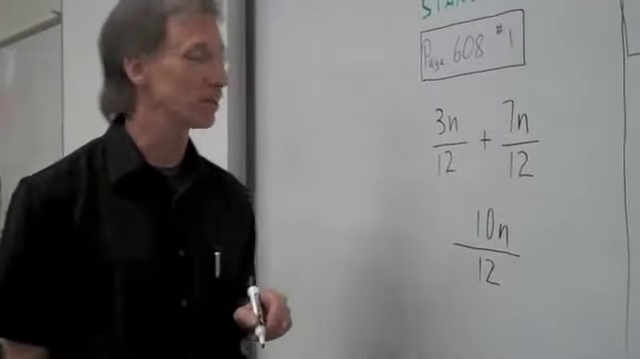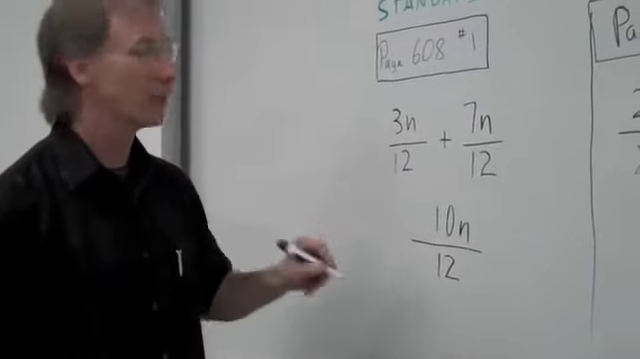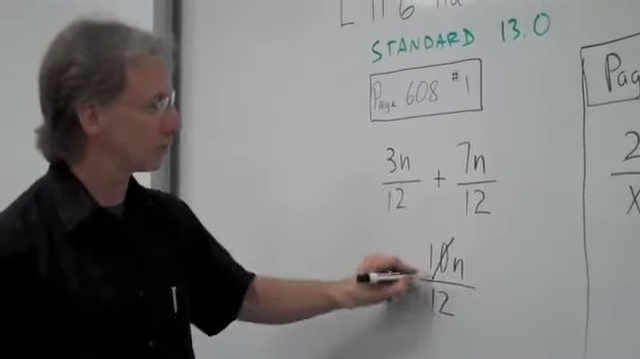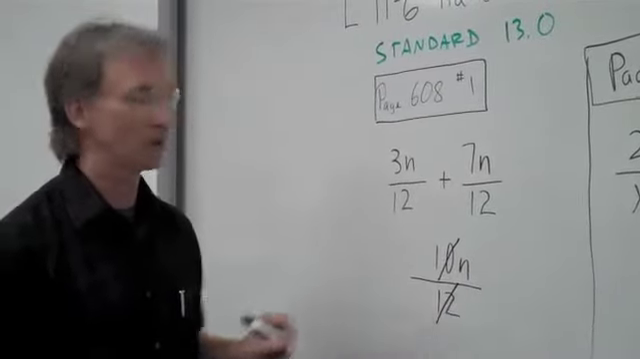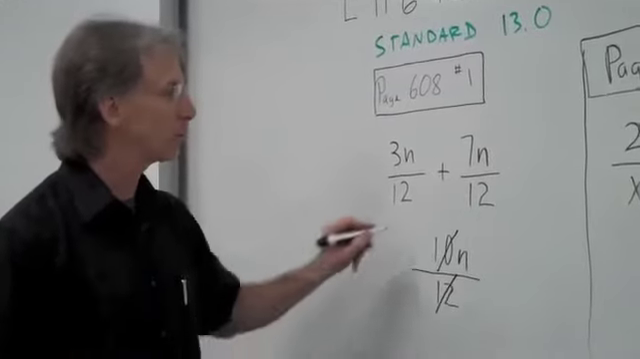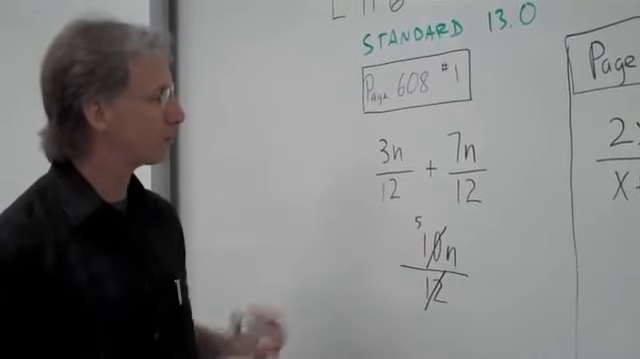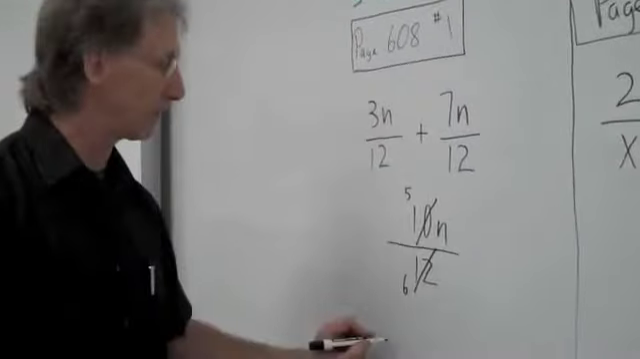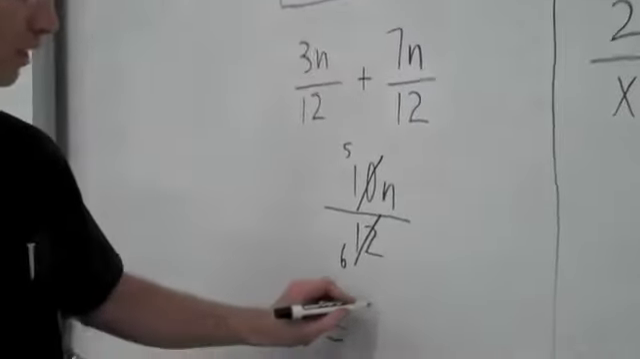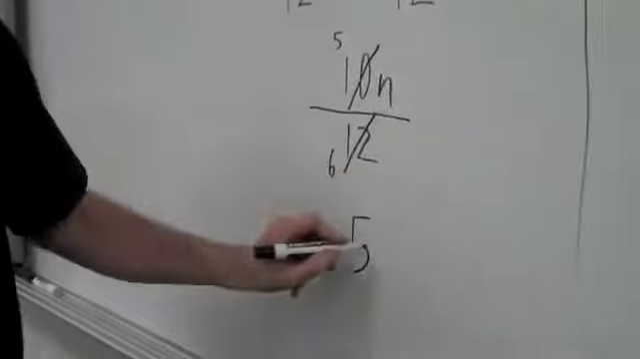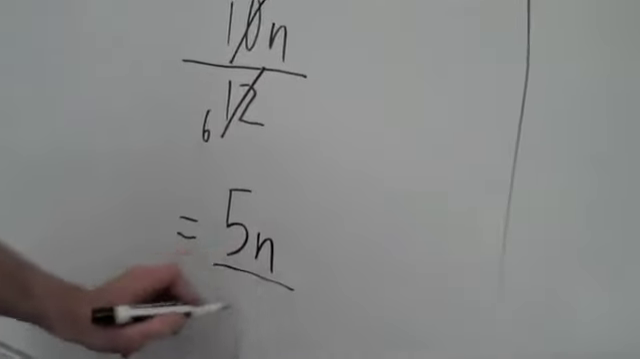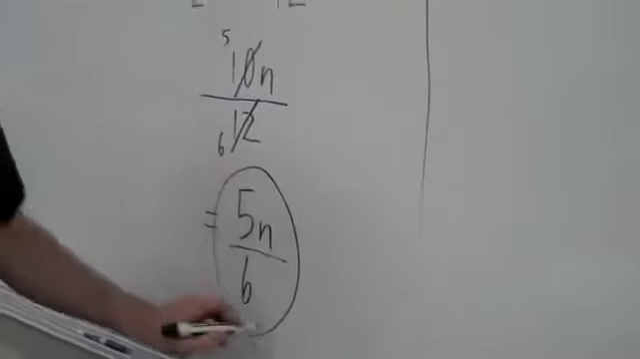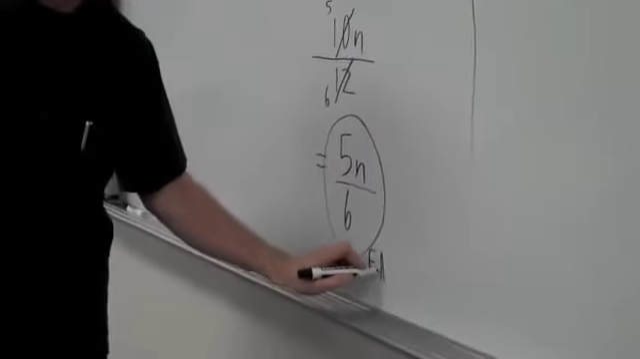You're almost finished there, so here's what you have to do, and that is to see if you can reduce anything. So what we'll do here is reduce the 10 and the 12 by dividing by 2. When you divide by 2, you get a 5 here, and you get a 6 down here. So to write the final answer, all we have to do is write our 5, keep the n that we had, and it's over 6. And that would be the answer for that, the FA.